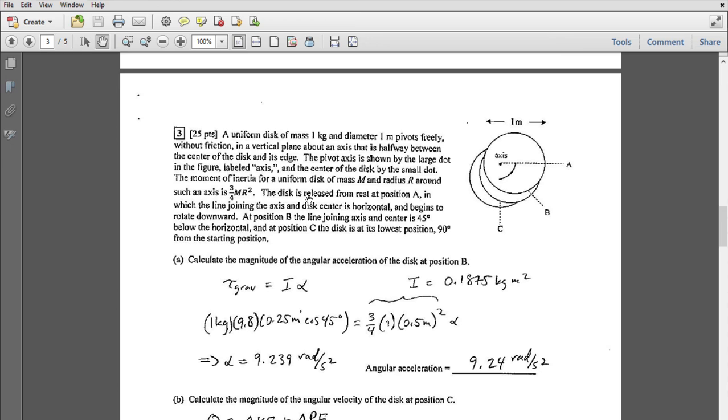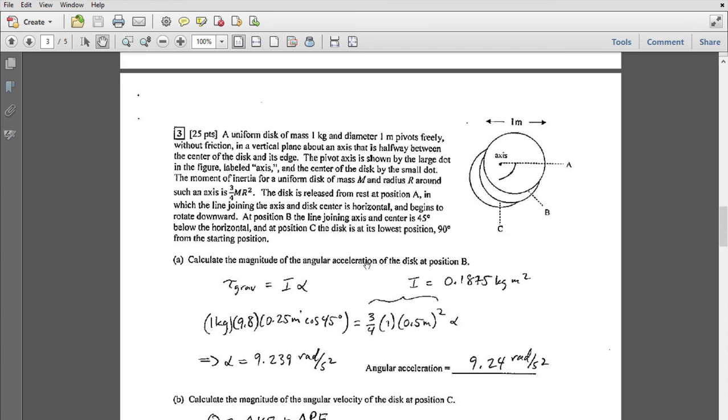The disk is released from rest at position A, in which the line joining the axis and the disk center is horizontal, so it's sort of lifted up halfway from its lowest point. It begins to rotate downward at position B. It's rotated downward by 45 degrees, and at C it's at the lowest position, rotated down from A by 90 degrees. Calculate the magnitude of the angular acceleration of the disk at position B.